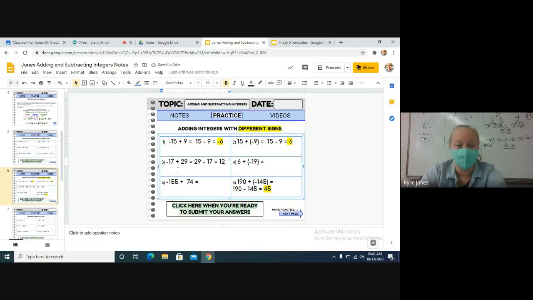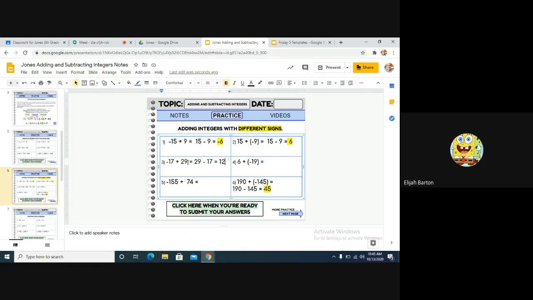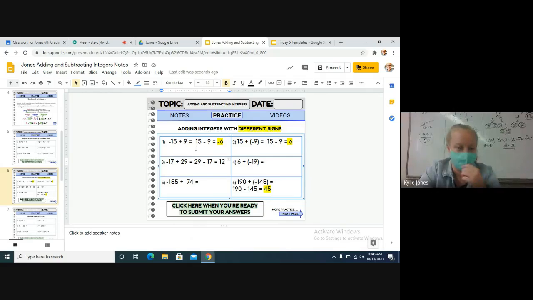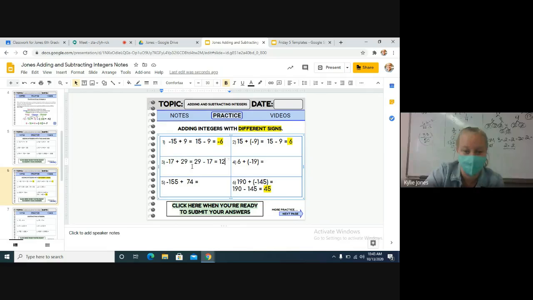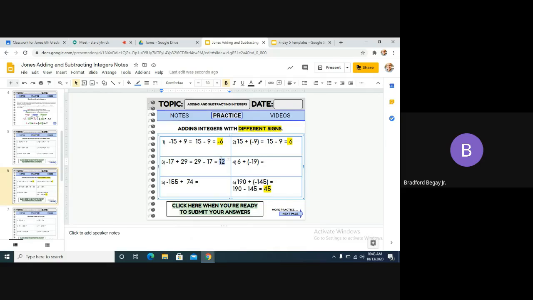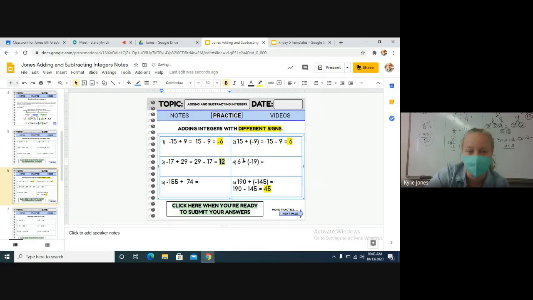Okay, 29 minus 17 is 12, and now we need to decide, is it negative or positive? Positive. Why? Because 29 is bigger. When you look at our two numbers here, negative 17 and 29, 29 is greater than 17, so we're going to use the 29. If it's positive, then your 12 stays positive. So in this case, it's a positive 12. And keep in mind that if there's no sign at all, like if it doesn't have a negative in front of it, it's a positive number, basically.